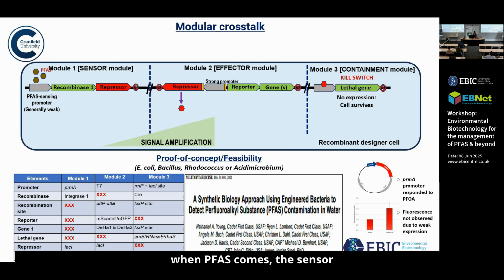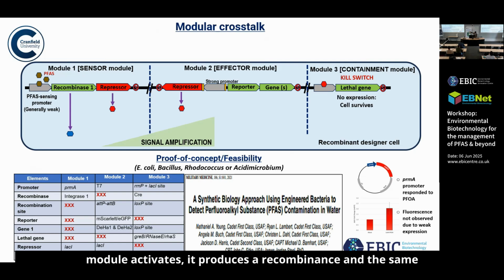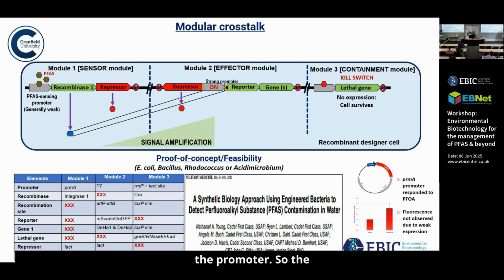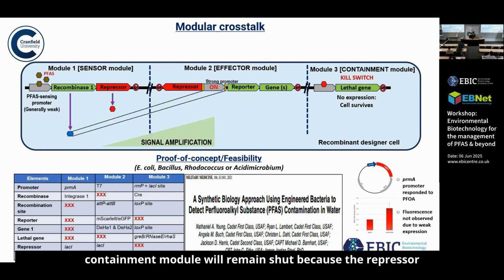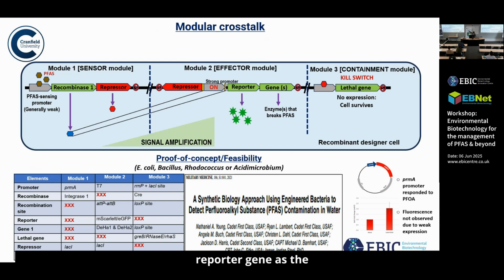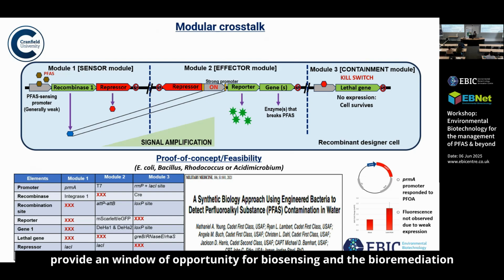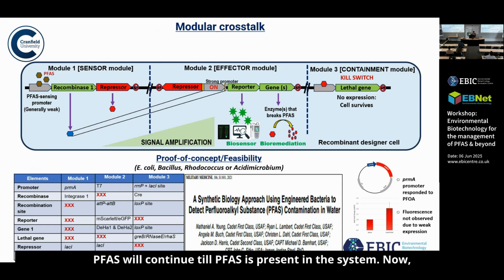Now, when PFAS comes, the sensor module activates. It produces a recombinase and the same repressor. The recombinase goes to the effector module and clips the promoter. So the promoter which was driving the expression of the repressor is now driving the expression of a reporter and the gene involved in PFAS removal. Now the repressor from the effector module is shut down, but the containment module will still remain shut because the repressor is coming from the sensor module. The promoter will produce the reporter gene and the enzymes responsible for PFAS removal, which will provide a window of opportunity for biosensing, and the bioremediation of PFAS will continue as long as PFAS is present in the system.